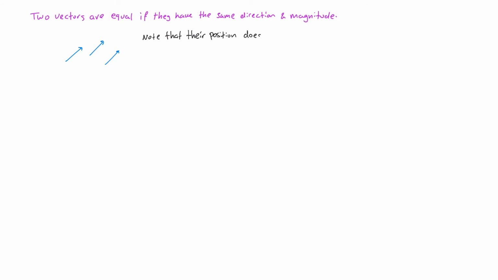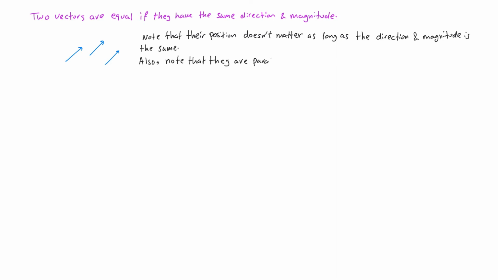Now, if you have two vectors, those two vectors will be equal if their direction and magnitude are exactly the same. So for this to happen, if we draw them out, you will notice that they are parallel. They're pointing in the same direction and their magnitude is the same. You can also note that their position doesn't really matter. It doesn't matter where they start. They are equal as long as they have the same direction and magnitude.